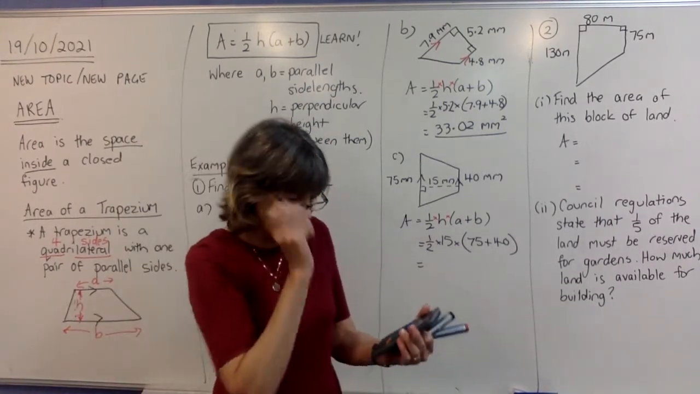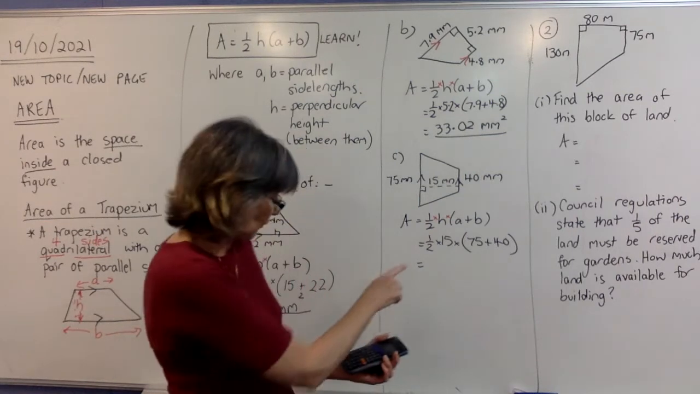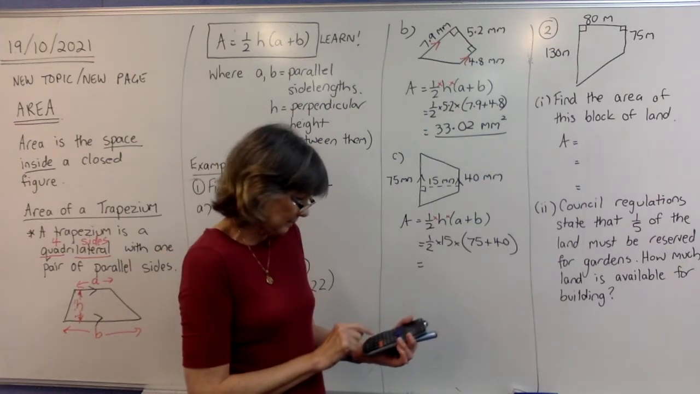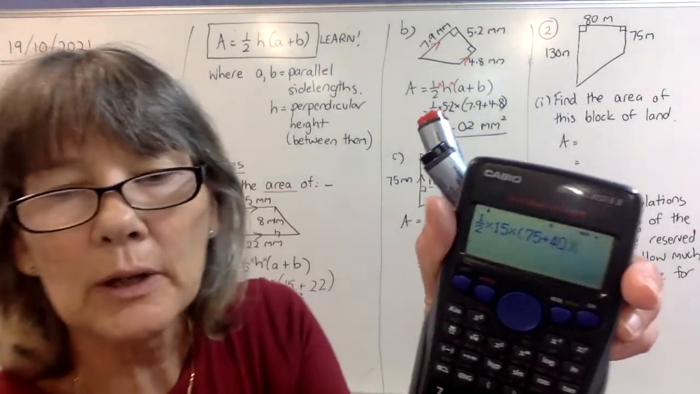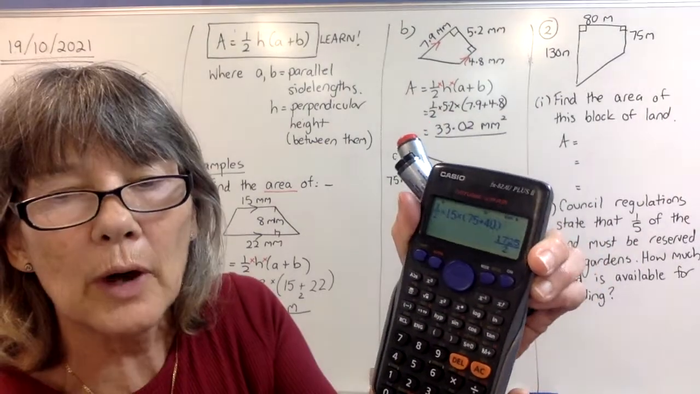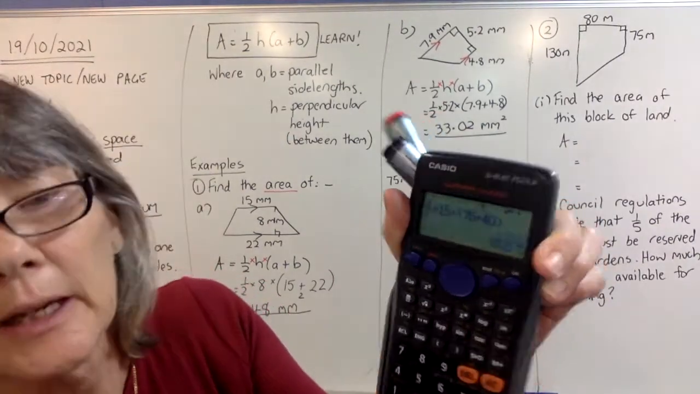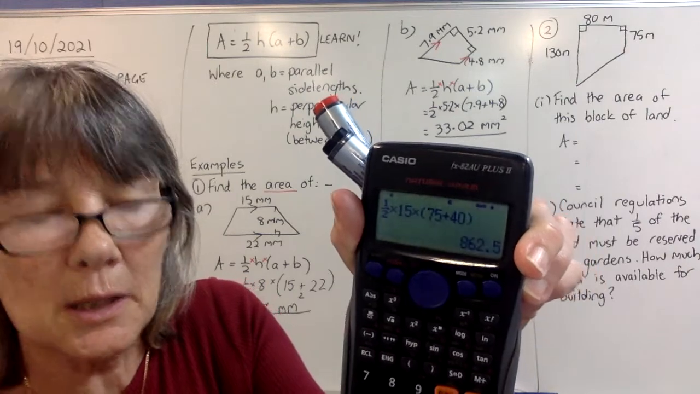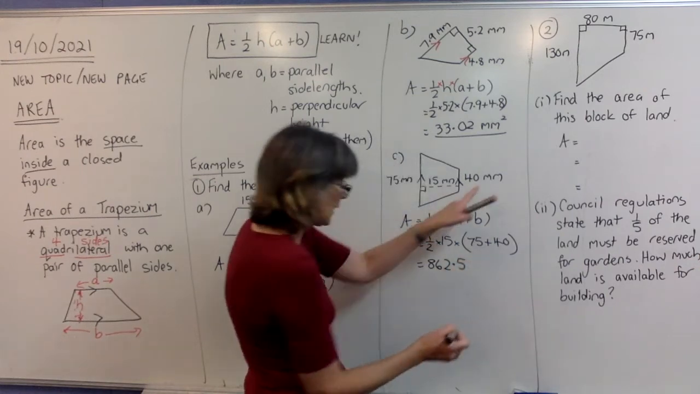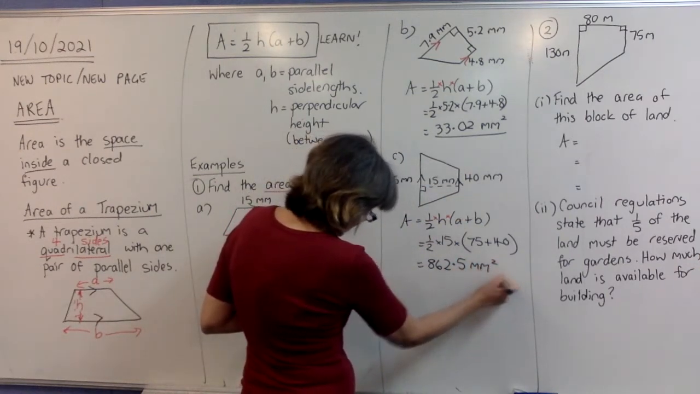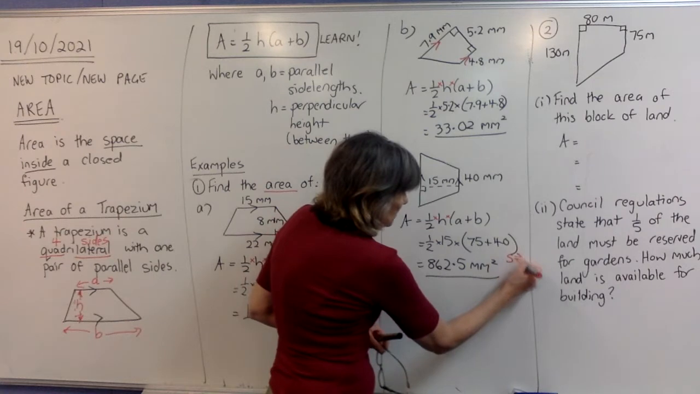So now you're going to type that into your calculator. Start by pressing your fraction key. 1 down arrow 2, right arrow, times 15 times open bracket, 75 plus 40, close the bracket. All right, mine's looking like that. Press equals. We get that funny looking answer there. I don't want that answer because I'm finding an area, so let's press SD, and we're going to give that answer, 862.5. It's in millimetres, and it's an area, so it's going to be squared. Just remember on that one, we did need to press SD to get our decimal answer out.